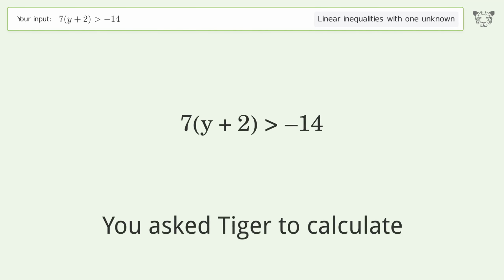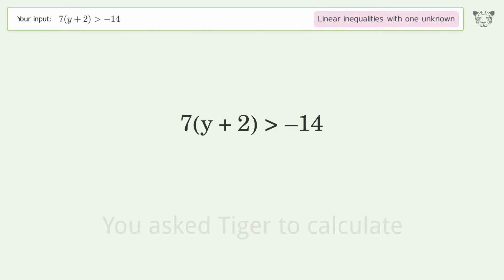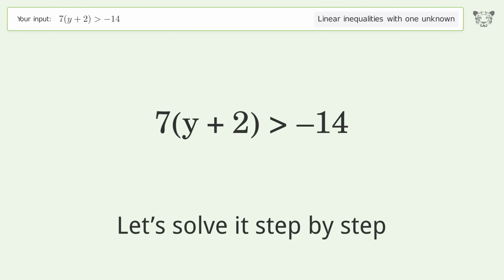You ask Tiger to calculate. This deals with linear inequalities with one unknown. The final result is y greater than -4. Let's solve it step by step.